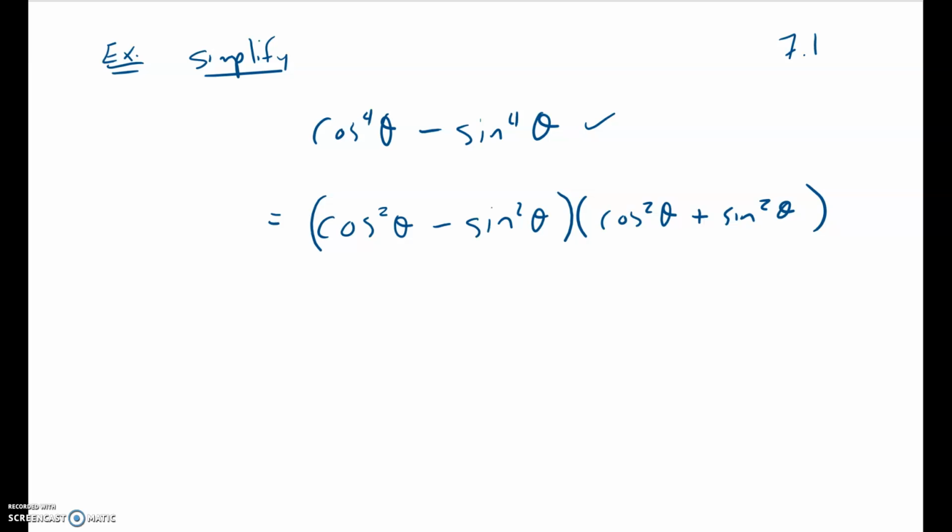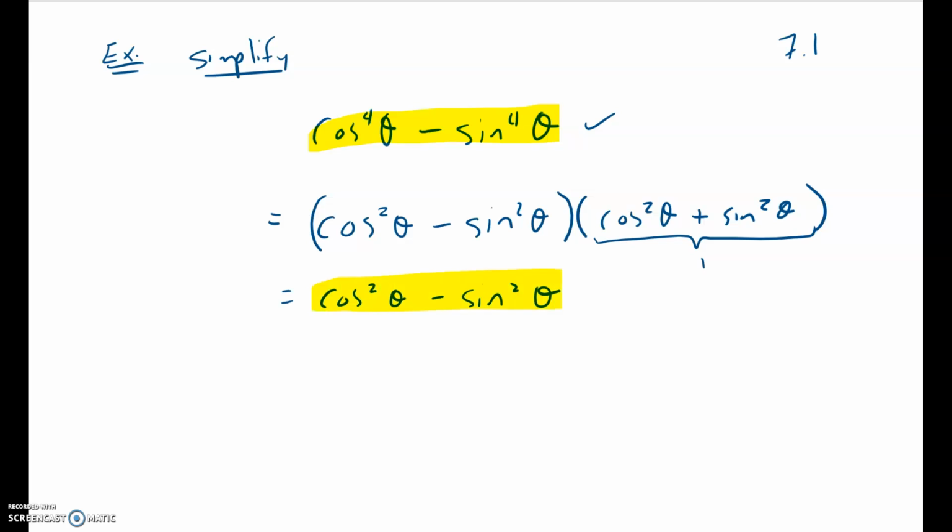And now for the fun part. Like I said, this is going to happen all the time. This guy will show up when we're doing these kinds of problems. That's 1. Cosine squared theta plus sine squared theta is always 1. So how about that? The cosine to the fourth theta minus sine to the fourth theta is the same as cosine squared minus sine squared.